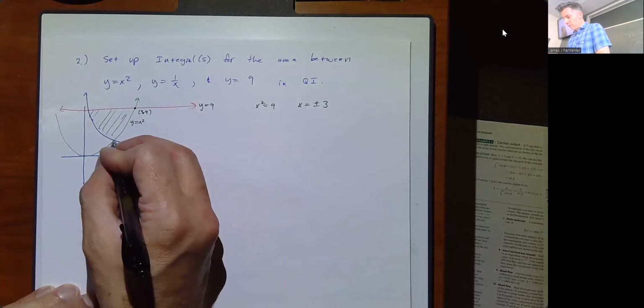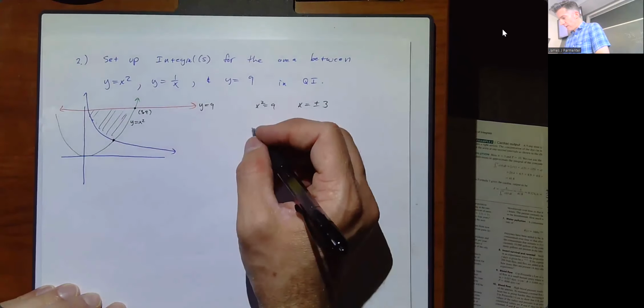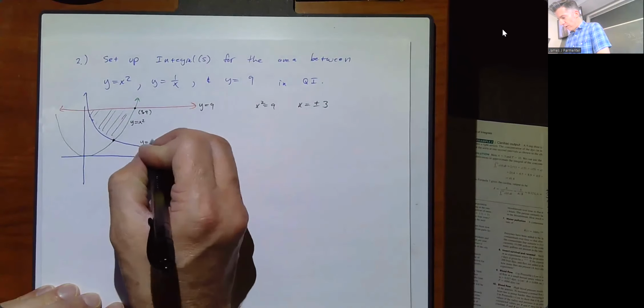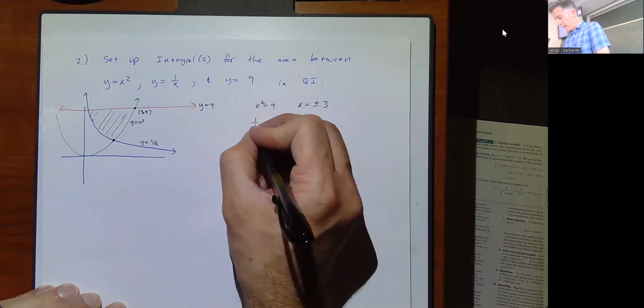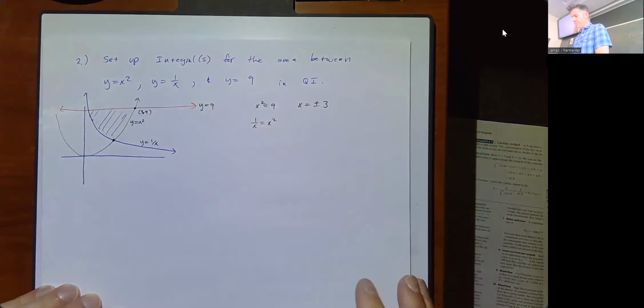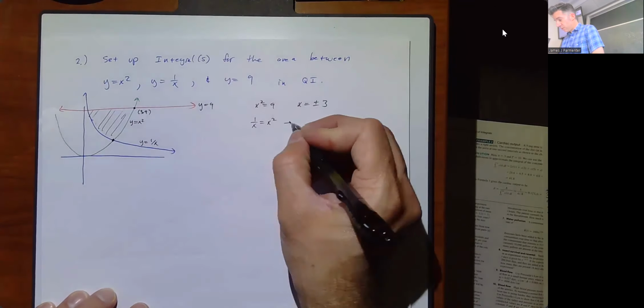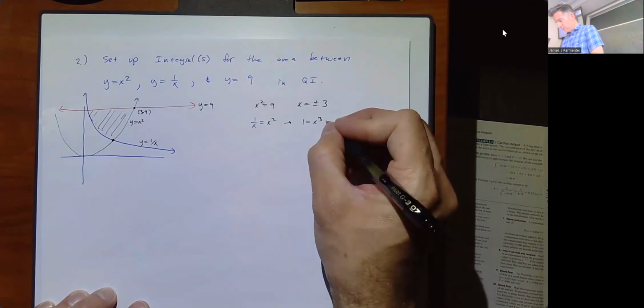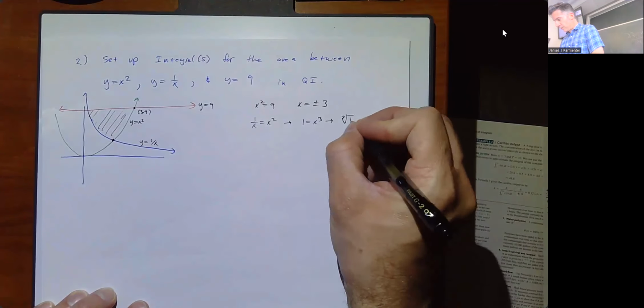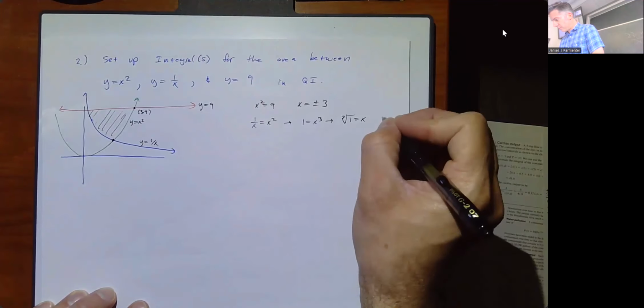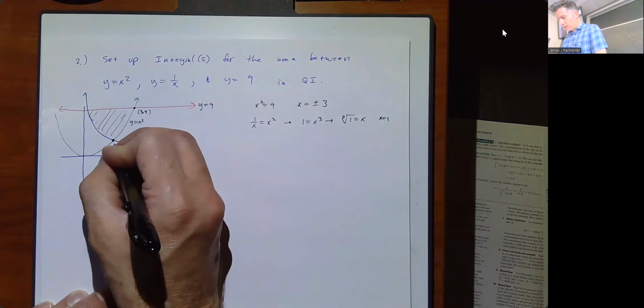And then I still have to find this point of intersection as well. So this is y equals 1 over x, set 1 over x equal to x squared. You can multiply both sides by x. 1 equals x cubed, take the cube root. Cube root of 1 equals x, or x equals 1. So this is the point (1, 1).